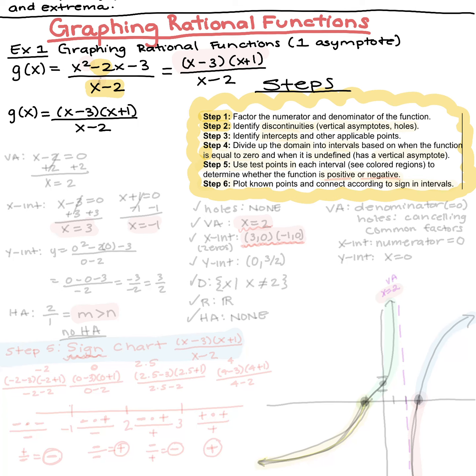Step 2 says to identify discontinuities, meaning vertical asymptotes and holes. Now remember, vertical asymptotes come from the denominator when you get it to equal 0. And the holes come from canceling common factors.